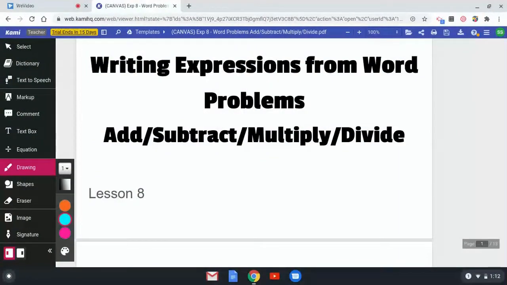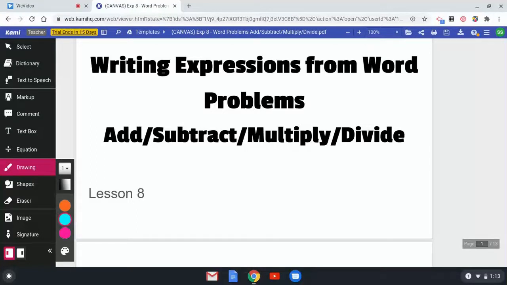All right, here we are. Expressions lesson 8, kind of wrapping up this little mini unit we're on. And we are going to work on writing expressions from real world problems. And these are going to be all mixed. We might have addition operations, subtraction, multiplication, or division operations, or a mixture of a couple of them.